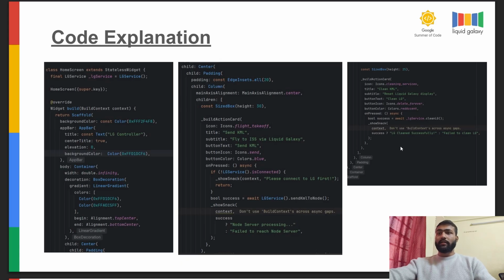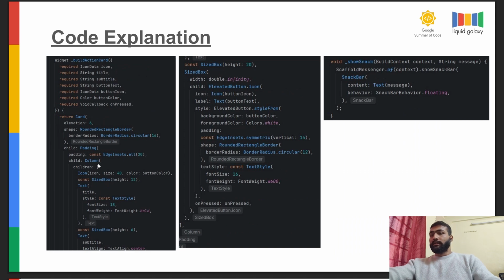Then we have action cards as before in the connection screen widgets, and we also have a clean LG button, which on pressing uses the function LG service dot clean LG. Then this is the card, which uses simple design schemes and follows the overall theme of the app. It also requires a show snack bar widget, so we don't have to rewrite everything.